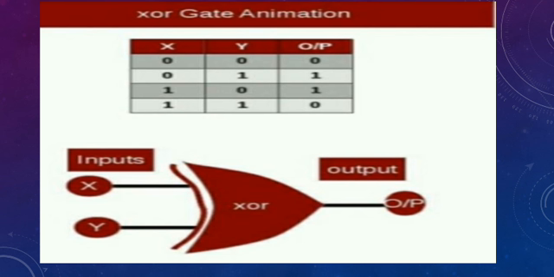Now see, for input 0 0, the output is 0. If both inputs are high, the output is low. If any one input is high, definitely it gives the high output. So we have the NOT gate, AND gate, OR gate, NAND gate, NOR gate, XOR gate.